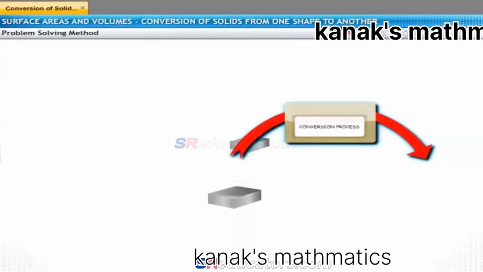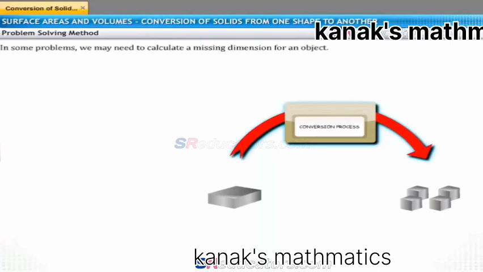In some problems, n is provided, but the dimension of the object may not be. We have to determine the value of the missing dimension.